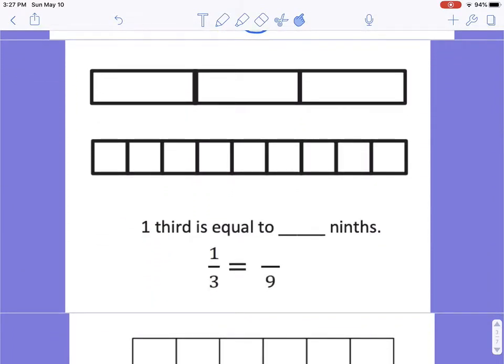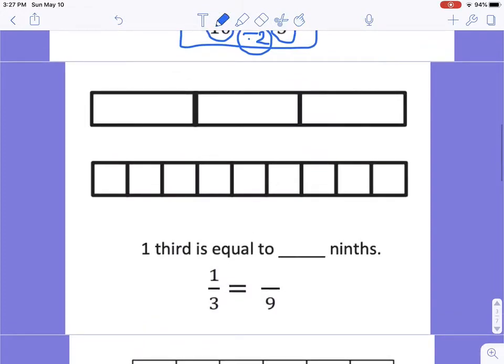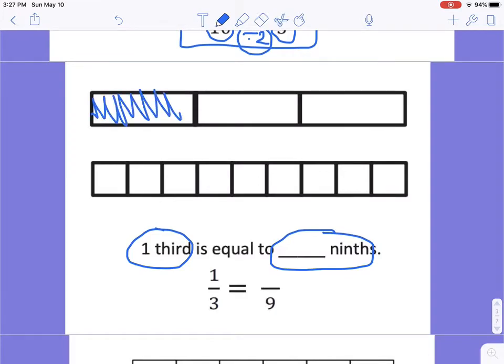Okay, now I'm given 1/3. Is it equal or equivalent to how many ninths? So I'm going to shade in 1/3. And I'm trying to figure out how many ninths fill out the same amount of space. So I'm looking here until that third stops in the top. Okay, so I can see that 1, 2, 3 ninths is equivalent to 1/3.